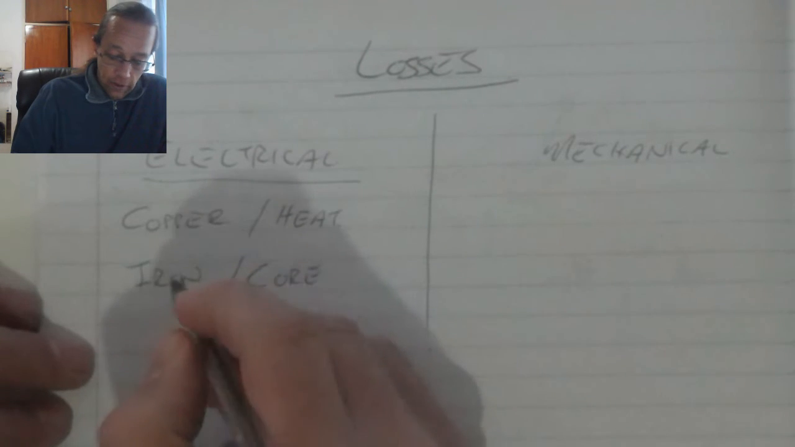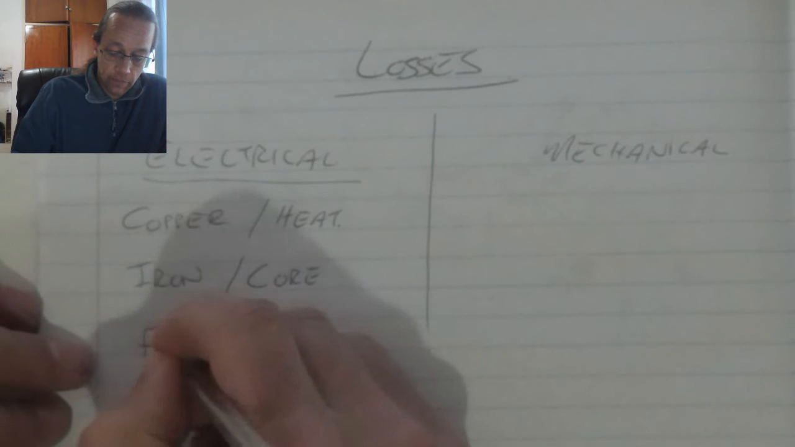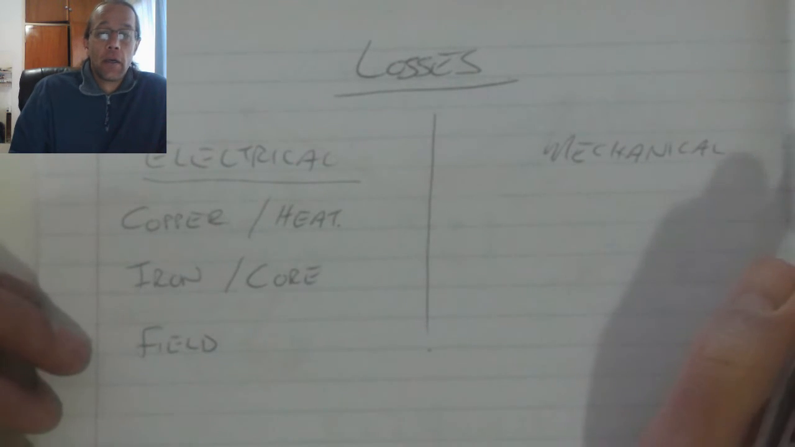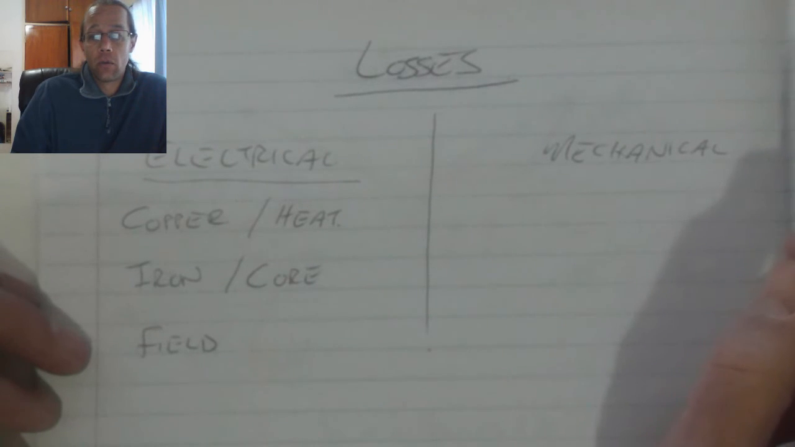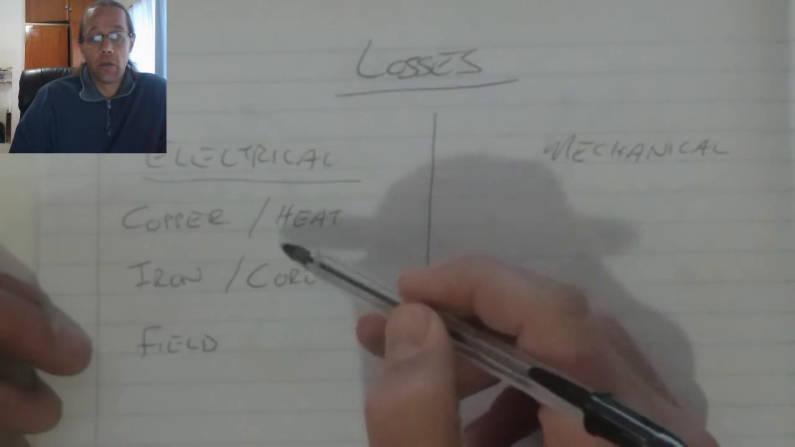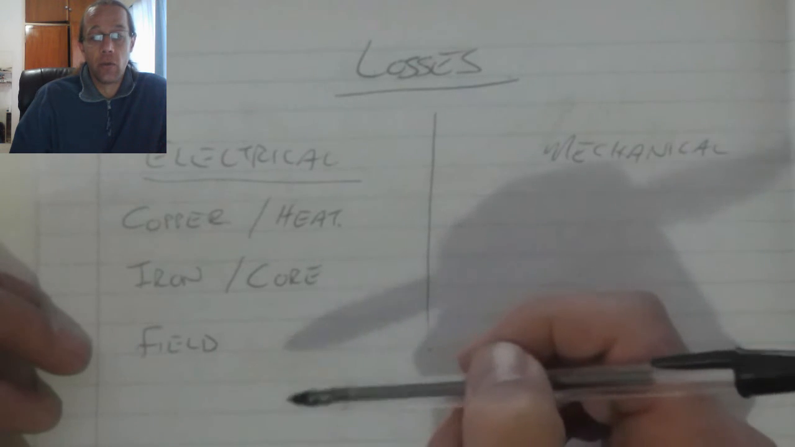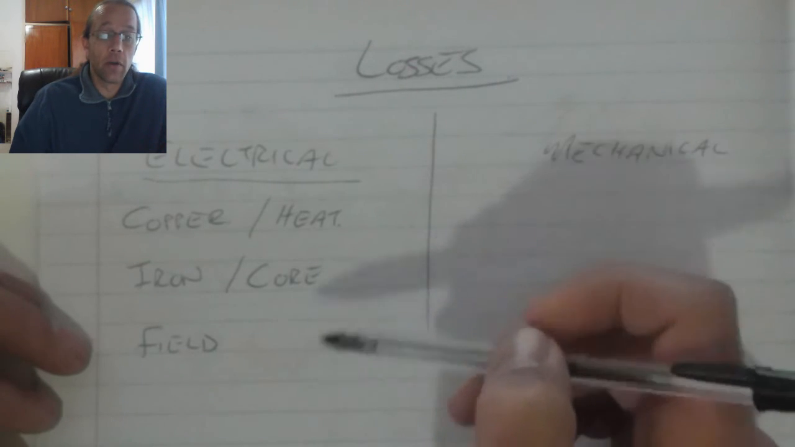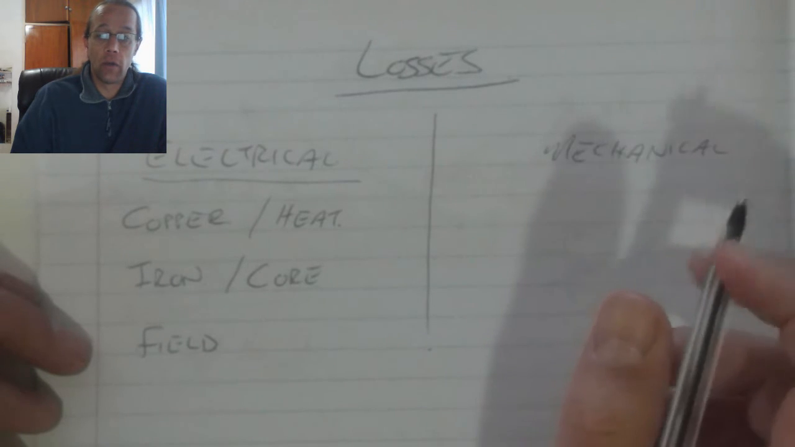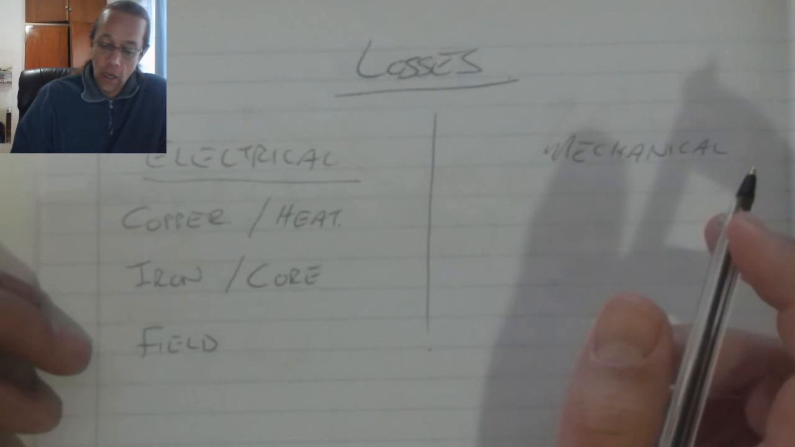The final electrical loss is our field losses, or our field leaks. This is caused by the fact that not all the magnetic fields in the stator actually cut through the coils, and as a result there are unused fields, and those magnetic field lines we then call our field leaks or our field losses.